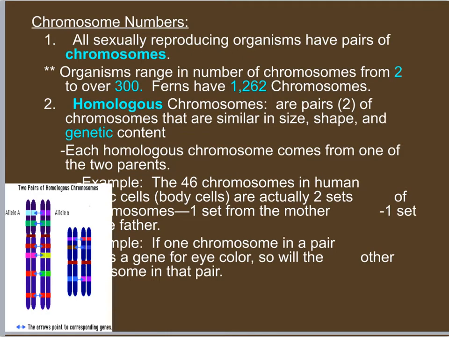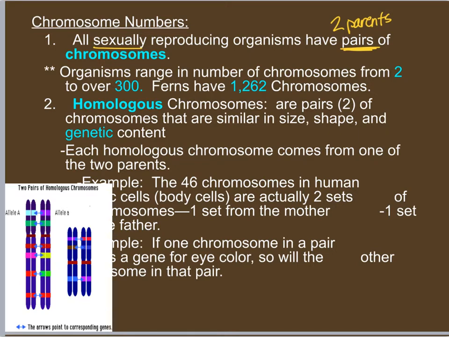So, chromosome numbers. We already kind of started talking about this a little bit when we talked about haploid and diploid, but there are a few things to go over. All sexually reproducing organisms are going to have pairs of chromosomes. If it's sexually reproducing, it has two parents. So that means you get one chromosome from each parent, which means your chromosomes are paired up. Remember, plants can be sexually reproducing too, or fungi for that matter.